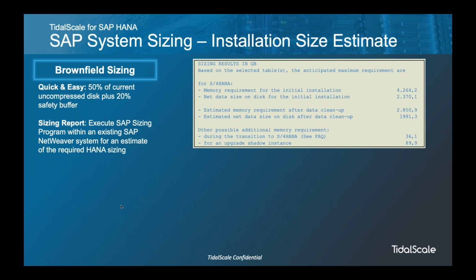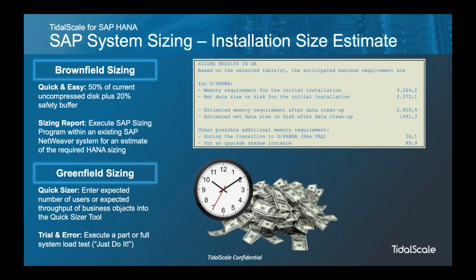But what if you're a greenfield? What if you're coming off of a completely separate system, like Oracle Enterprise, EBS or something, or JD Edwards? What you can do then is there's two quick ways. One is to use the quick sizer, and you can say, well, how many users do you have?